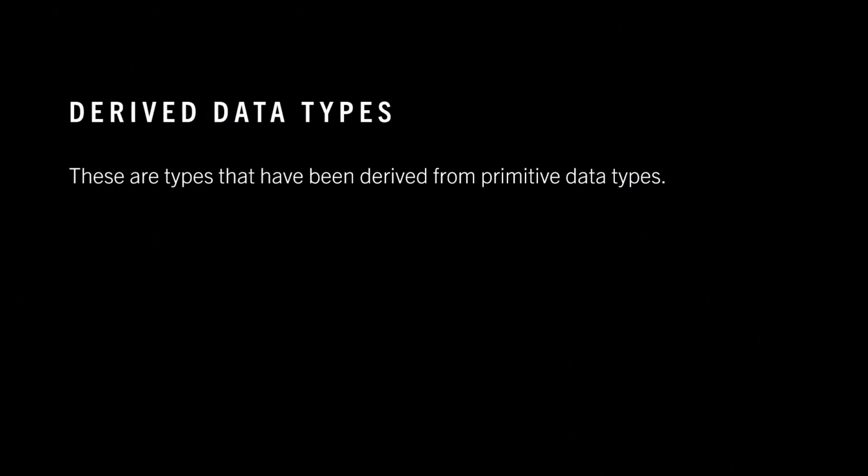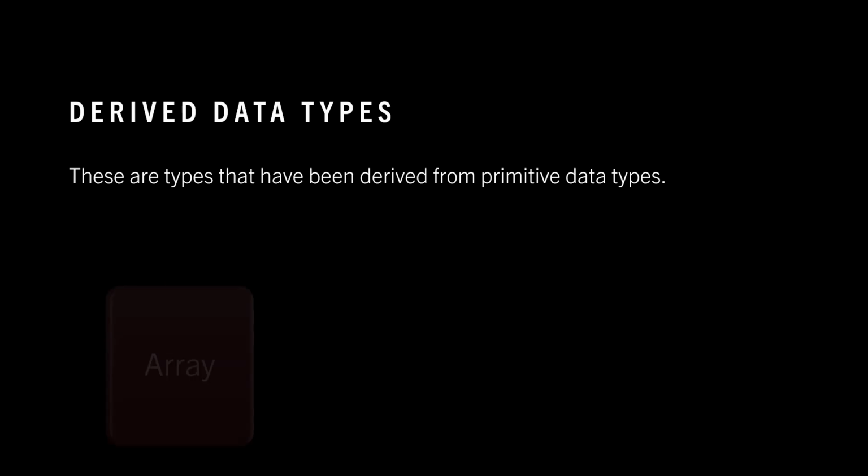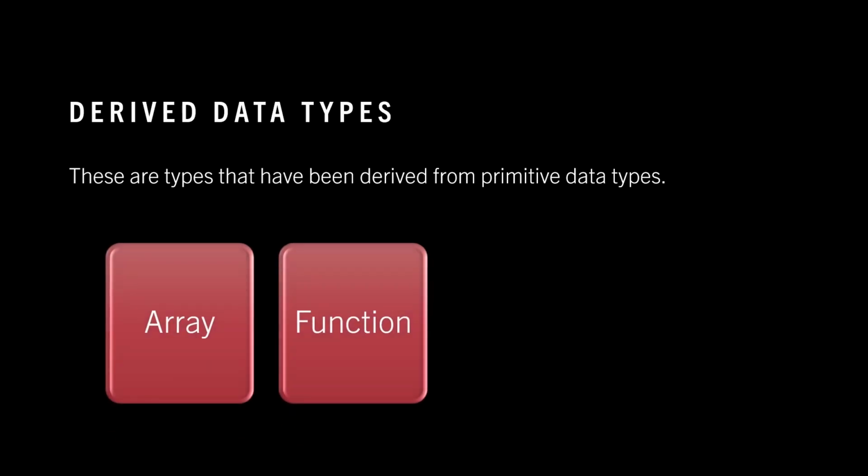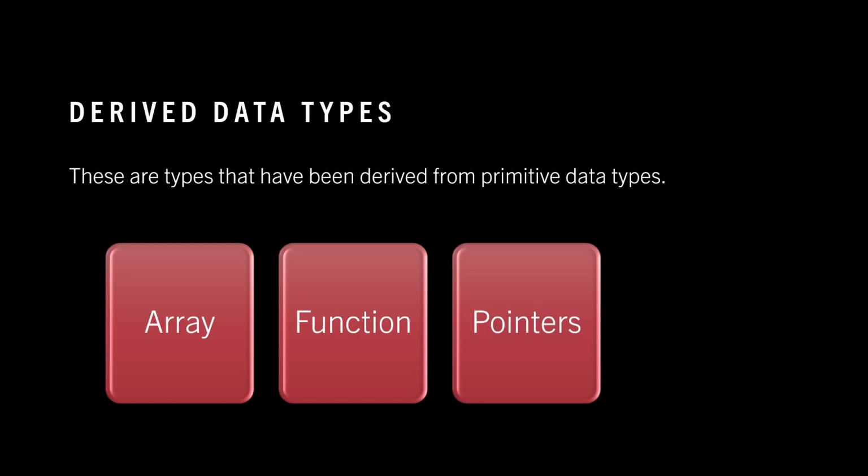Now let's look at the second classification of data type, that is derived data type. These are types that have been derived from primitive data types. You can think of these types as an extension of primitive data type. Under derived we have array, we have function, and we have pointers. We will learn more about these things in future videos.